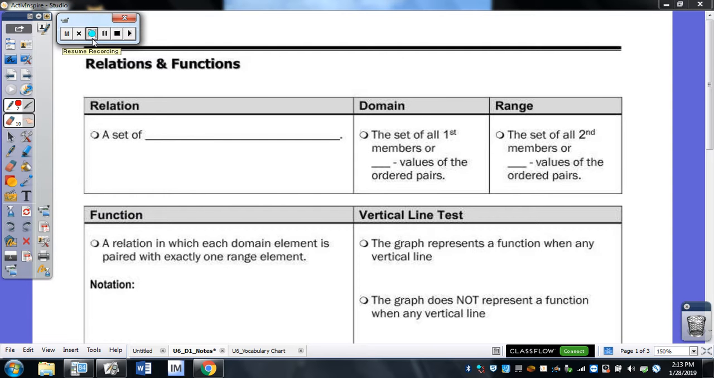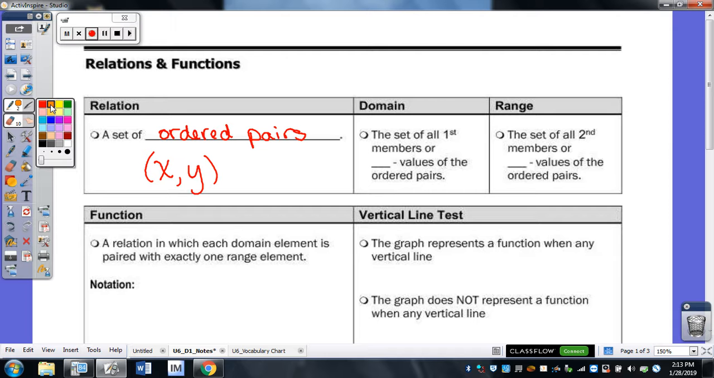All right, so let's go to our first page of notes, talking about relations and functions. A relation is a set of ordered pairs. So your ordered pairs would be x comma y. X represents some number, y represents some number. So anything that can be written as a set of ordered pairs, that is a relation.